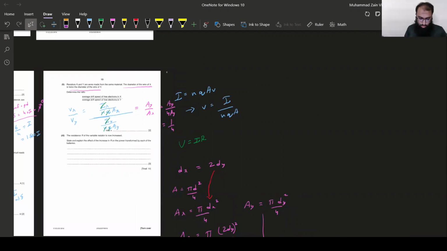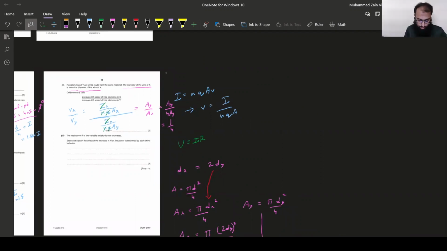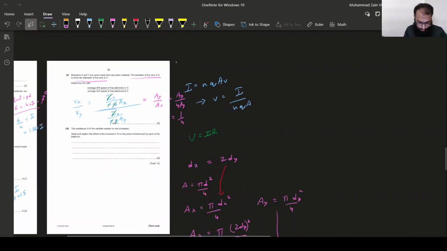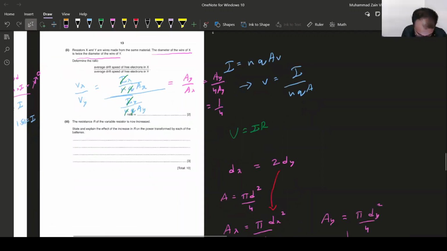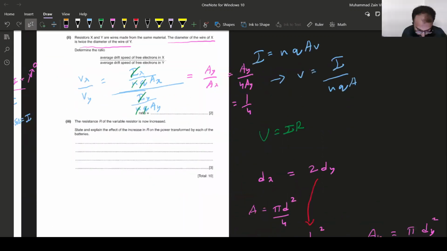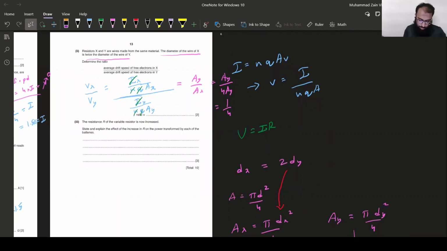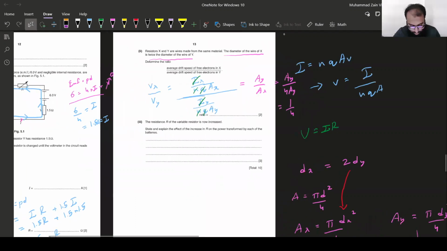Okay, so I hope this part is clear to everyone. Yes, 1 over 4. The resistance of the variable resistor is now increased. State and explain the effect of the increase in R on the power transformed by each of the batteries. So if the resistance of the variable resistor R is now increased, I need to explain the effect of the increase in R on the power transformed by each of the batteries.